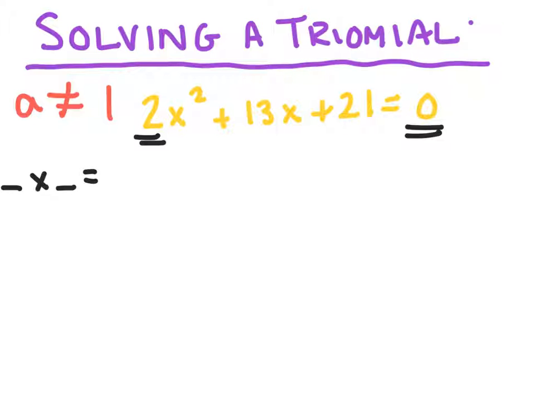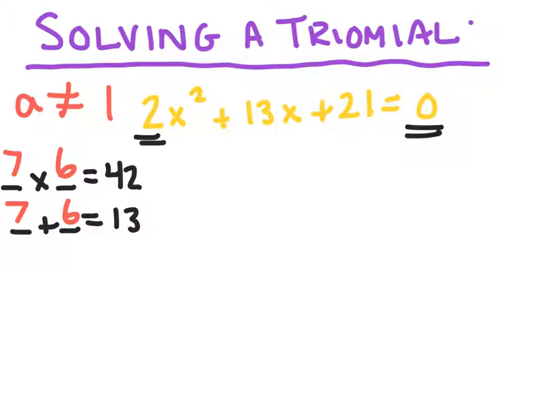Again, a lead coefficient of 2, we multiply that by 21 to get 42. And then we're looking for two things that add to 13. With a little thought, I think we could see that that would be 7 and 6, both being positive to make that work. And so we will rewrite this as 2x squared plus 7x plus 6x plus 21 all equals 0. We're going to split that in half to factor it out.